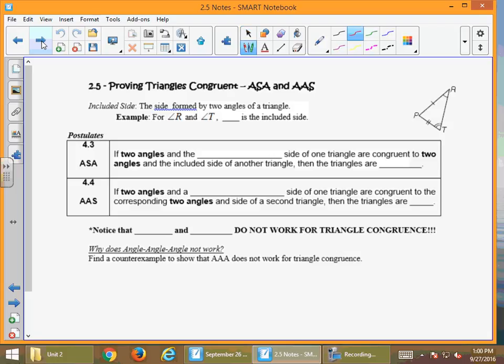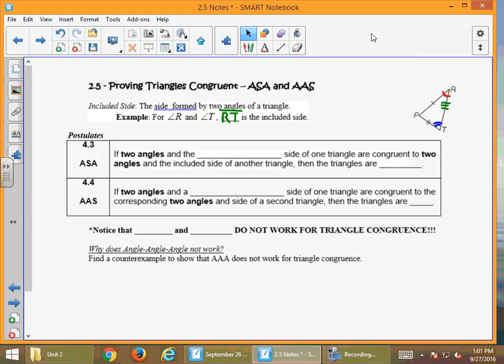So let's look up here. It's the side formed by two angles of a triangle. So for angle R and angle T, what is the included side? Well, let's outline it. Angle R is right here. Angle T is right here. What side is in between those two angles? RT is correct. So this is RT right there. RT is the included side. It is the side in between there. Real easy. It's just in between two. That's it.